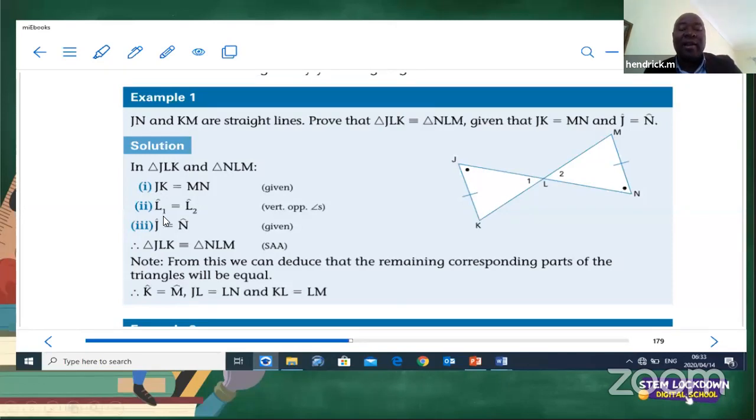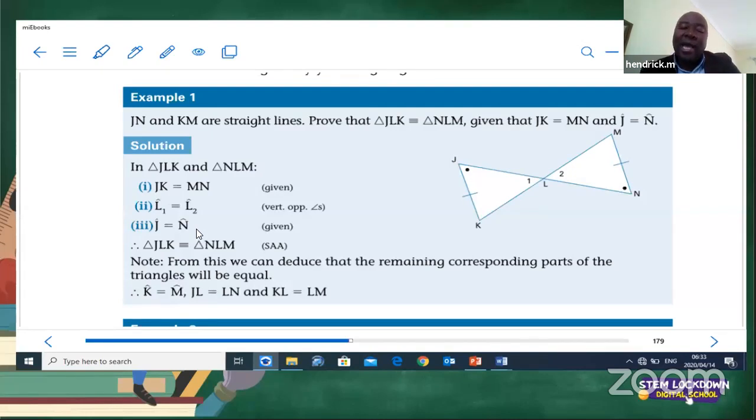You are given the information that JK is equal to MN. What else are you given? You're also given angle L1 is equal to angle L2. If you remember in geometry, we have taught you about the vertically opposite angles. So angle L1 here and angle L2 are equal because they are vertically opposite angles. And the last angle, of course, will be angle J, which is equal to angle M. And that information is given to you.